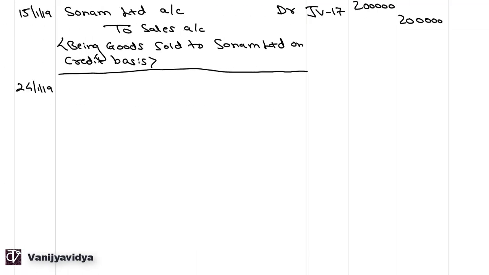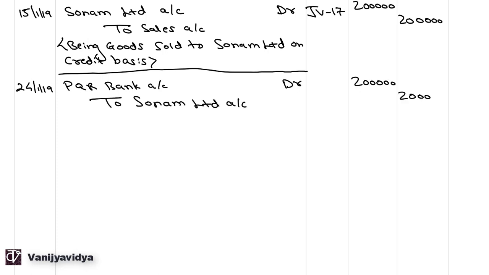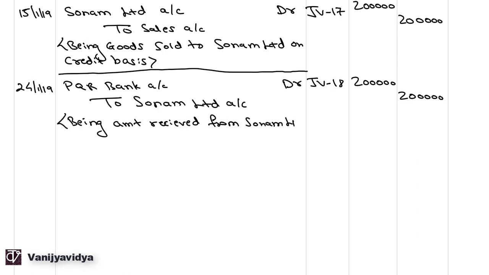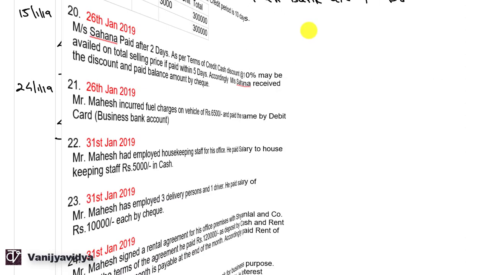Let's pass this entry. Date is 24 Jan 2019. PQR bank account debit 2 lakhs to Sonam Limited account 2 lakhs. Voucher number is JV18, being amount received from Sonam Limited. Now let's move on to the next transaction.